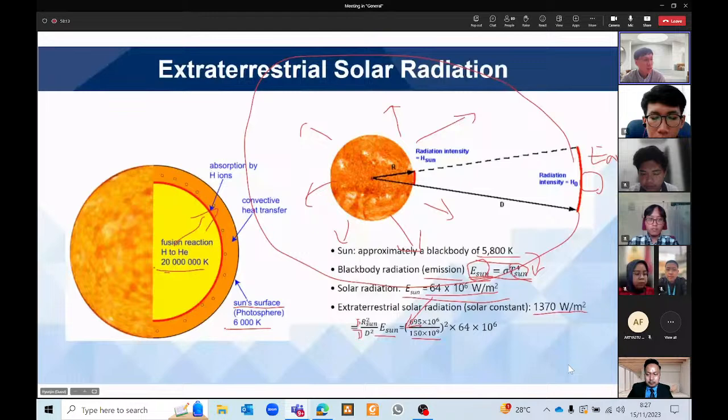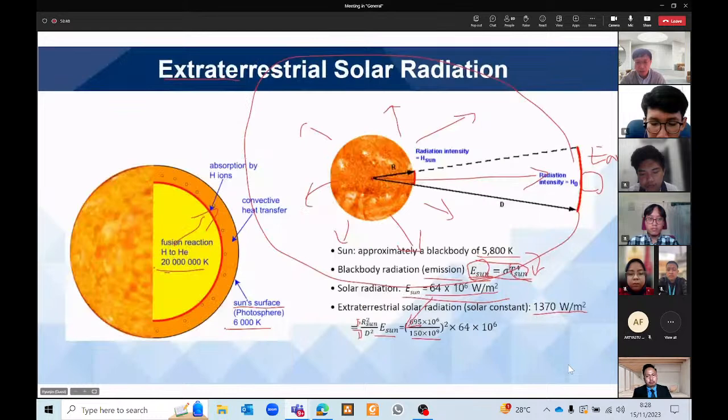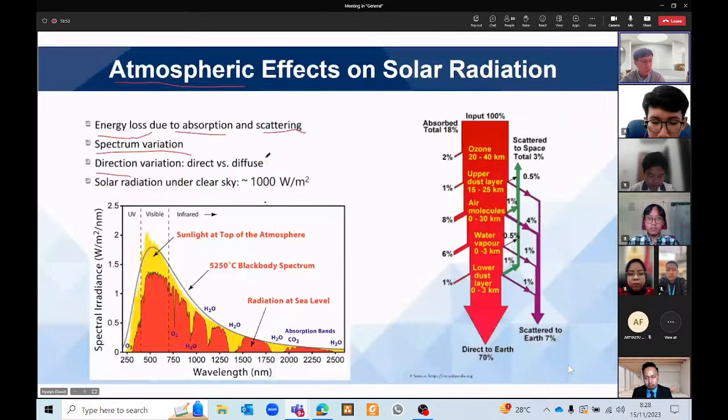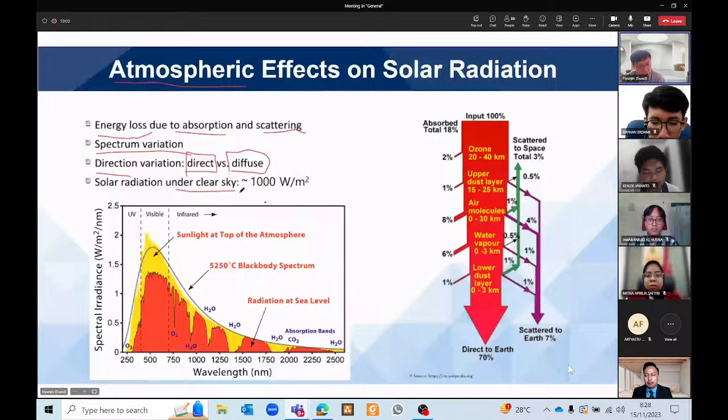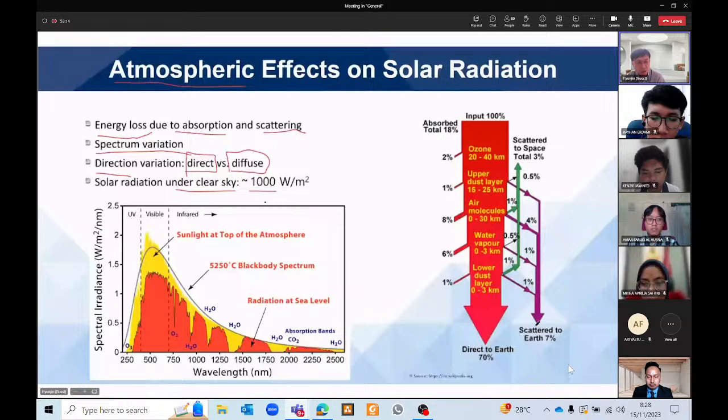Furthermore, it's extraterrestrial. What's the meaning of extraterrestrial? It's out of the atmosphere in the space. So, we have an atmosphere over there. There are some mechanisms, but usually they cause energy loss due to absorption and scattering by the atmosphere. Also there is the spectrum change. Direction also changes. Therefore, in the space, light travels as a beam. However, here, due to the scattering, there is a direct component, definitely, but also we have a diffuse component. So, under the clear sky, it was 1370, but it reduced to only 1000.